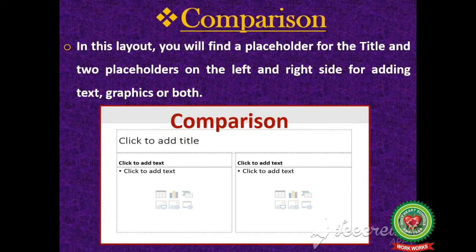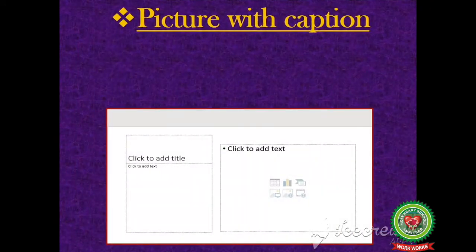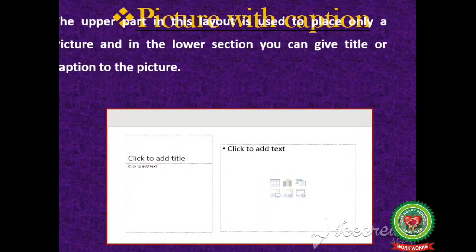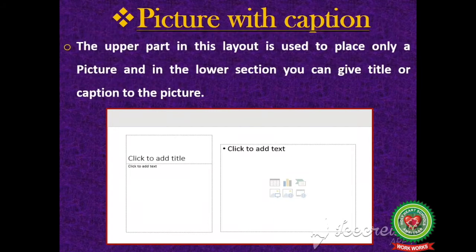The next layout is picture with caption layout. This layout is used to insert a picture and also give a title to that picture. In this upper placeholder, you can give a title to the picture, and in this lower placeholder, you can give the description of that title. And this right side placeholder is used to insert picture, table or any other graphics.